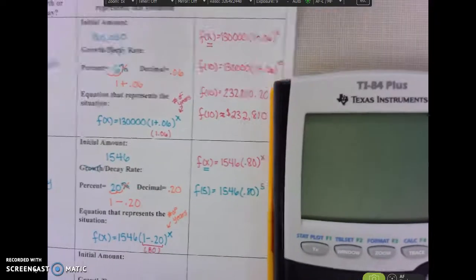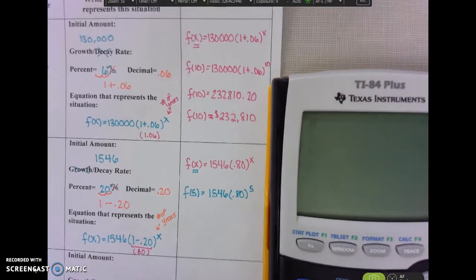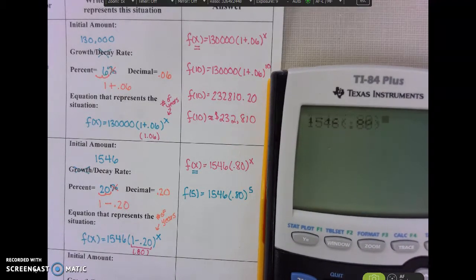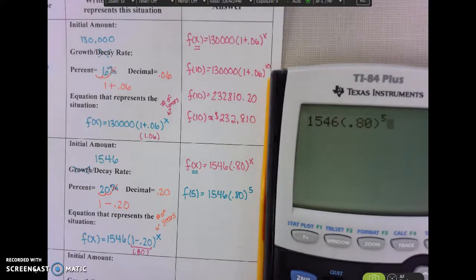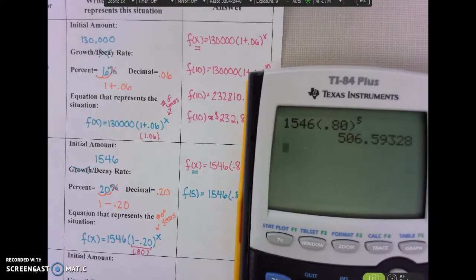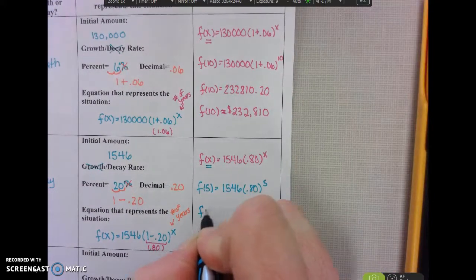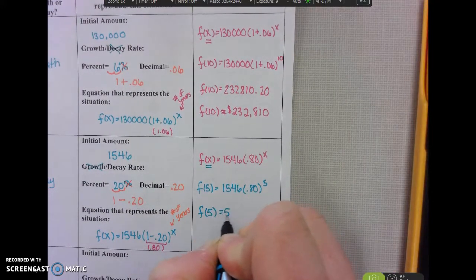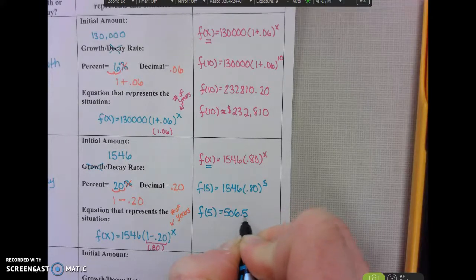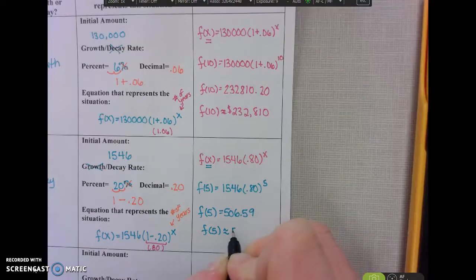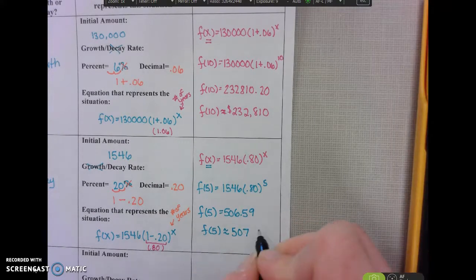So let's see how much hair he'll have left after 5 years, if any. 1,546 times 0.80 raised to the power of 5, bring it on down. 506.59. We'll round that, give him the benefit of the doubt. So after 5 years, we can say Mr. McConaughey has maybe about 507 hairs still left on his head.